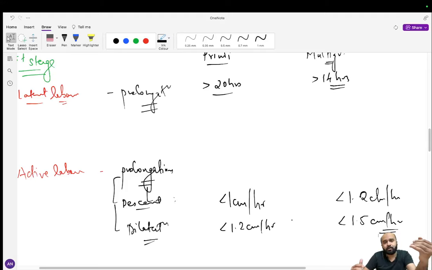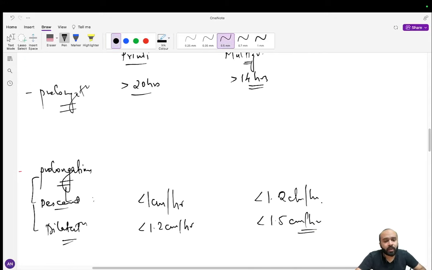So if it is a per vaginal examination that is done after 2 hours, then you'll be seeing that the descent has to be more than, for a primary gravida, more than 2 centimeters over the last 2 hours. So you have to calculate it as per the total amount of time that has elapsed since your last per vaginal examination.